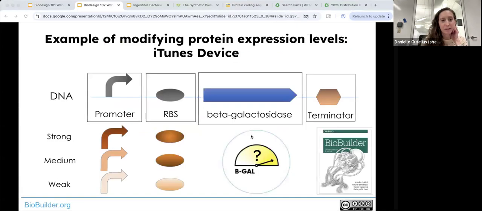And that's the basis of our iTunes device lab. If any of you watching have come to the Learning Lab for a workshop or were part of our summer research program, you've probably done the iTunes lab. It's in the BioBuilder book. That is a lab where we adjust the promoter and ribosome binding site strength in E. coli, and we look at how that affects the production of beta-gal protein.